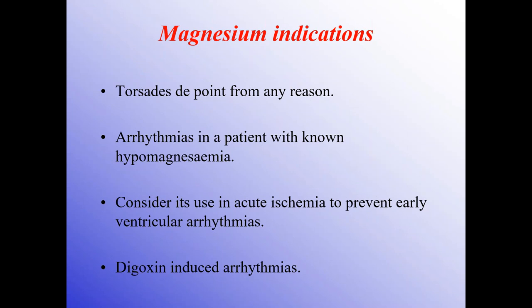In case there is an acute ischemia, you know the patient has an MI, in that case magnesium can be given as a prophylactic measure per se, because it is something which will take care of a life-threatening disorder. Again, digoxin-induced arrhythmia is a very good indication, but digoxin is no longer used much.